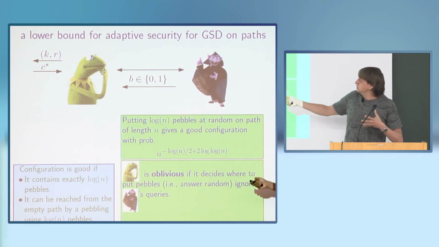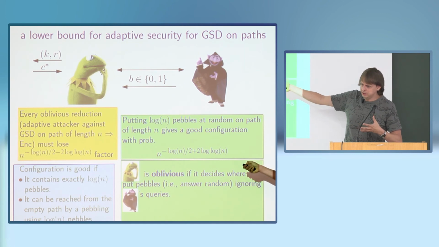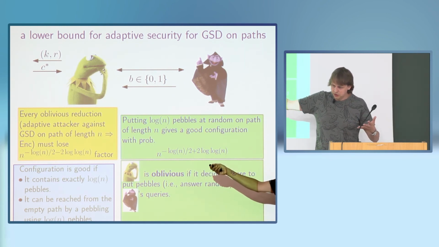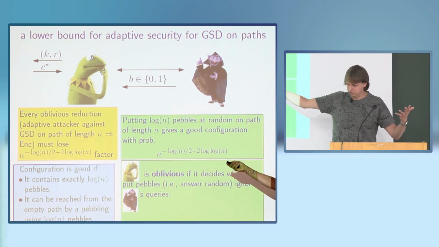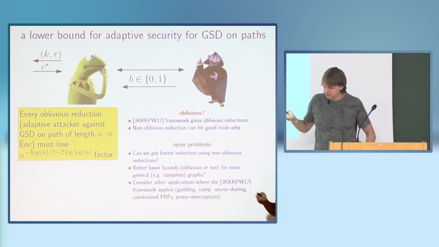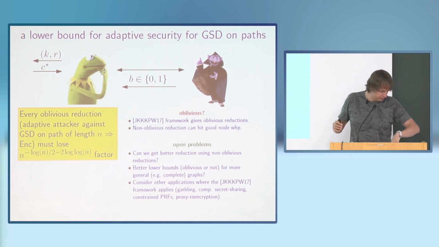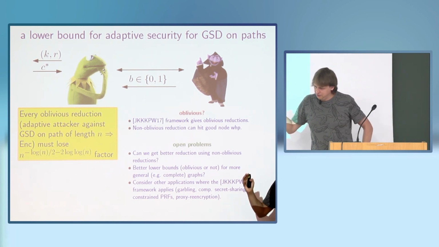And if the reduction is oblivious, then this fact up here immediately gives you that every oblivious reduction must lose this n to the minus log n over 2 factor, right? So this is an observation. So the question is now, I'm almost done with the talk. Let's see, 2 more minutes. Okay, so now the problem.